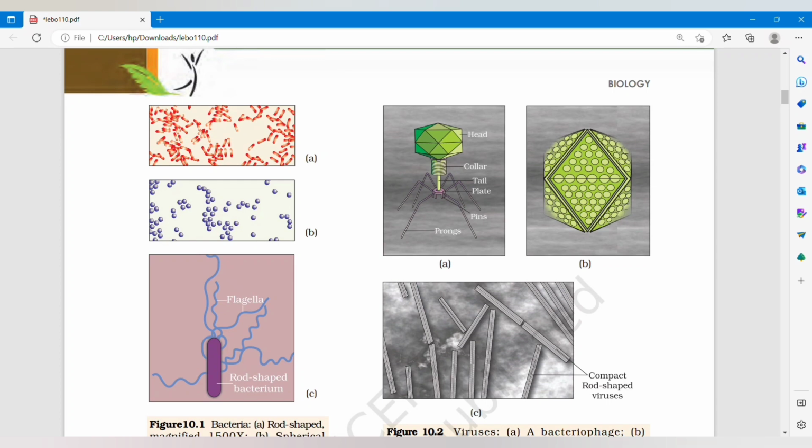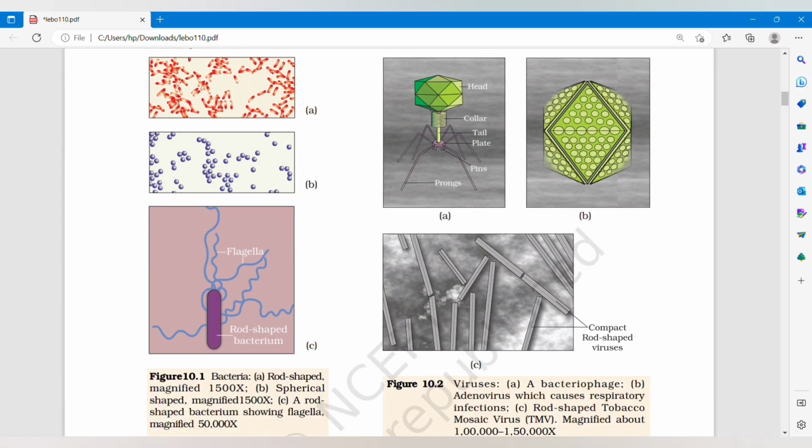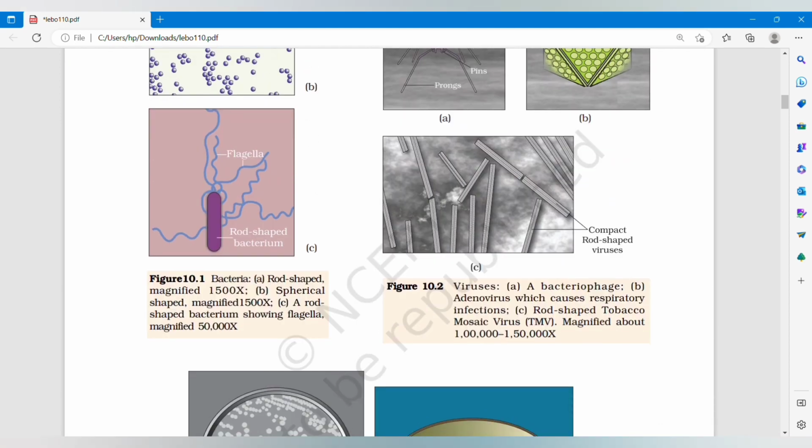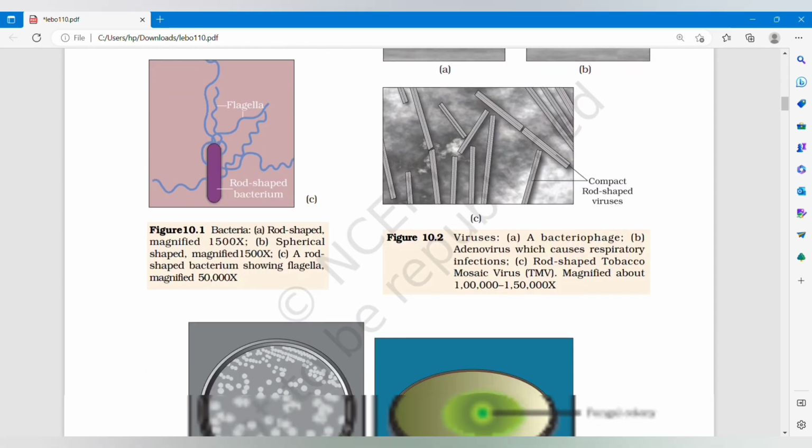And here the diagrams are given in figure 10.1. Some bacteria are given, that is, first one is rod shaped magnified 1500x, and next one is spherical shaped, and the last one is rod shaped. And in figure 10.2 viruses are given. First one is bacteriophage, next one is adenovirus which causes respiratory infections, and next one is the rod shaped tobacco mosaic virus, that is TMV, magnified about 1 lakh to 150 lakh x.